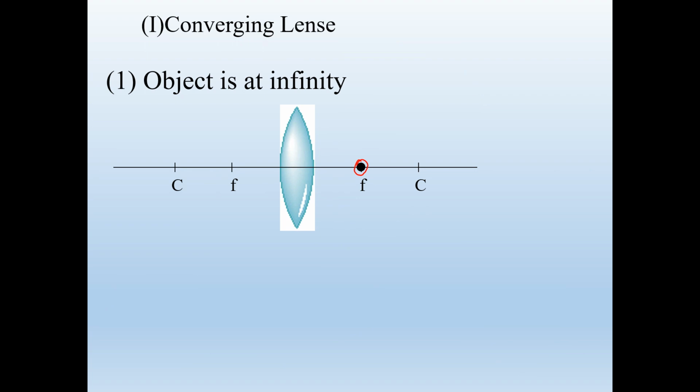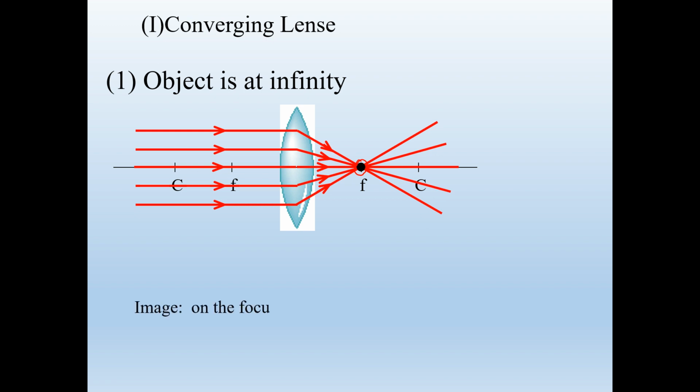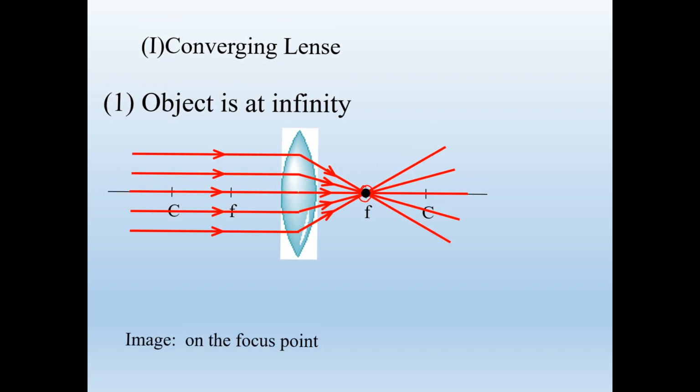Firstly, the convergent lens. If the object is at infinity, how can we draw it and find the position or location of the image? Firstly, we send a ray. This ray comes parallel to the principal axis. You know, if any light comes parallel to the principal axis, it will refract and pass through the focus point. If the object is at infinity, all rays come parallel to the principal axis and after refraction, all of them pass through the focus point. We can say the image is a point, and its position is on the focus point.